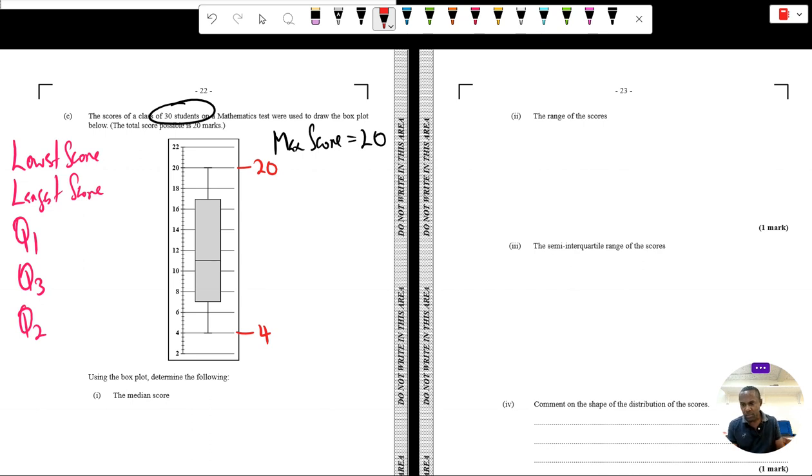Now, what about the lower quartile? The lower quartile is where the box actually stops. So let's try to go across here and see what value that gives us. So going across from here.